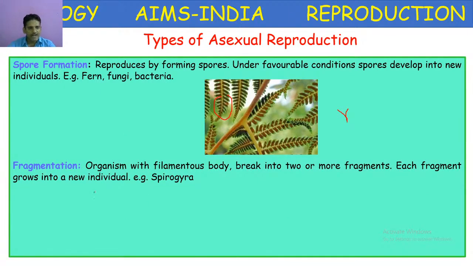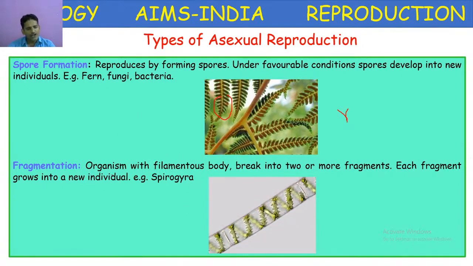Next, fragmentation. Fragmentation is seen in some algae, green algae, and also in fungi. The organisms with a filamentous body break into two or more fragments, and when those fragments fall on a suitable substratum, they grow into new individuals. Example, Spirogyra. Spirogyra is a green alga. So here, this is a filamentous body. It will break like this into fragments. When the conditions are favorable, each fragment detaches and grows into a new individual. This kind of reproduction is called fragmentation.